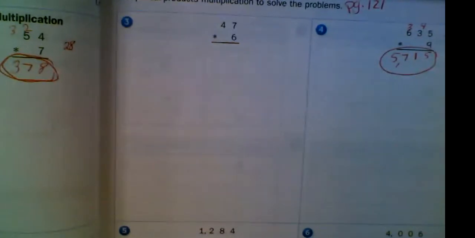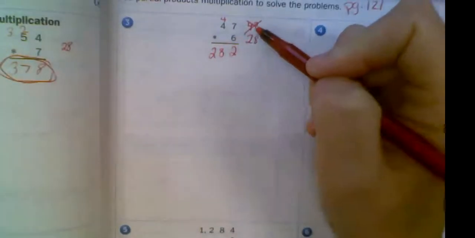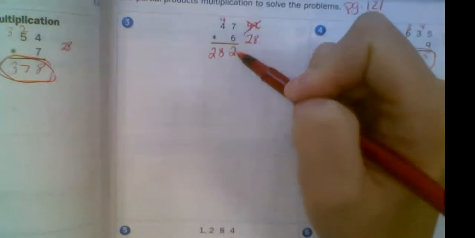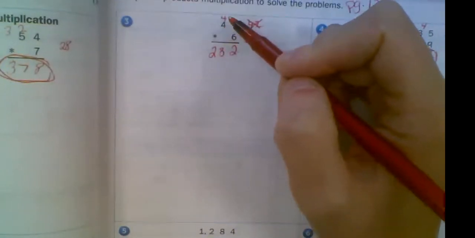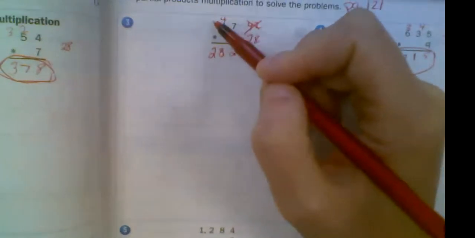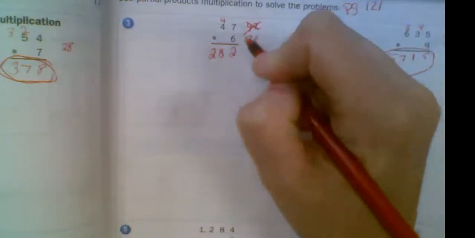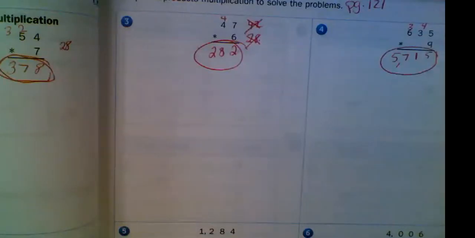Okay, so now we're going to jump back to your number 3 and see how you did. Okay, so we go 6 times 7 is 42. We wrote 42, so 2 is there, the ones. And then we go to the 4. 6 times 4 is 24, plus 4 more is 28. 8 goes on the bottom. Since there's nothing in front, we just bring down the 2 right away. And we circle our answer, 282.